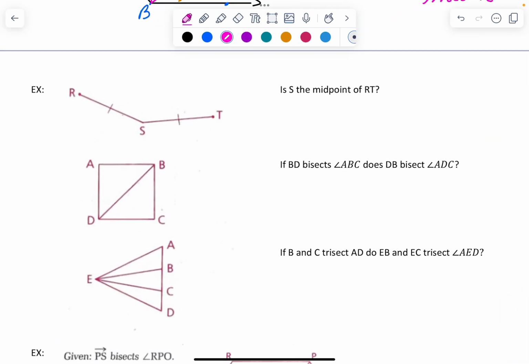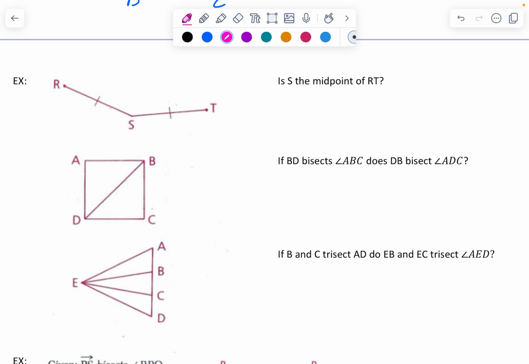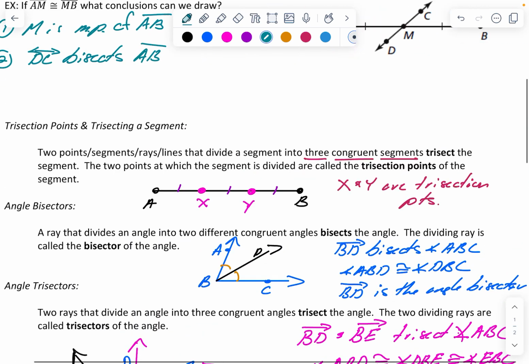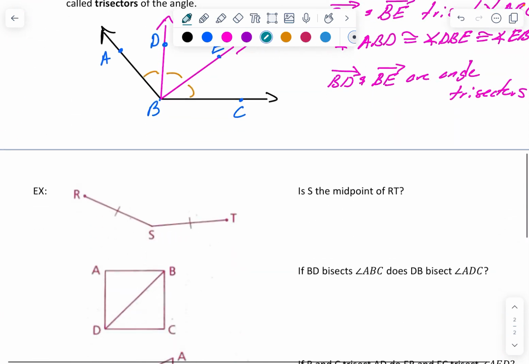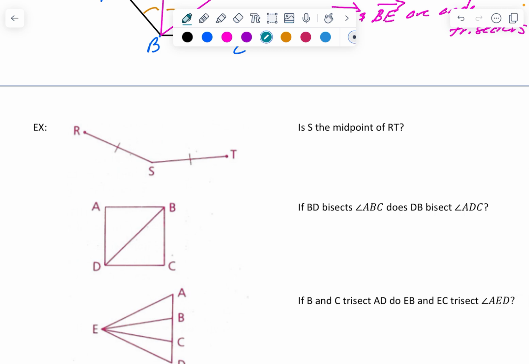All right, so let's look at some examples. Is S the midpoint of RT? We see 2 congruent segments there. But remember, we defined midpoint as dividing one segment into 2 congruent segments. So this is not one segment. So this is no, because S is not on segment RT. There is no segment RT to divide in half. This is just 2 separate segments.